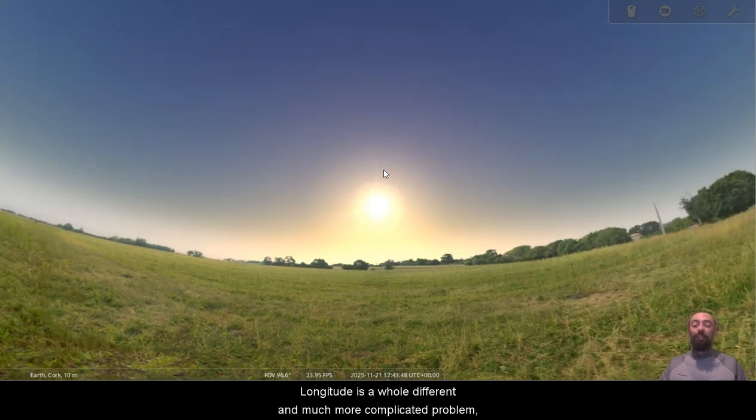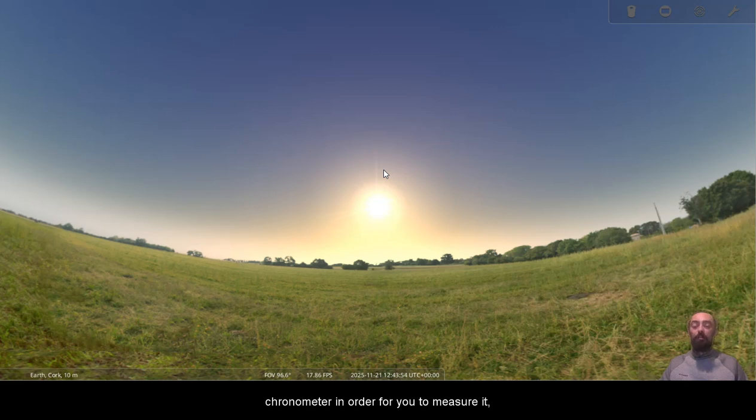Longitude is a whole different and much more complicated problem. It almost always needs a watch or a clock or a chronometer in order for you to measure it, but that is something we'll have to get into another time.